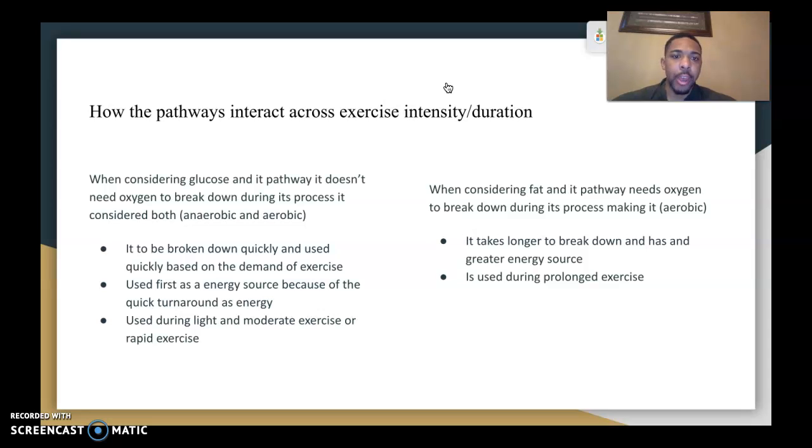While fat takes longer to break down and has a greater energy source, it is mainly used during aerobic activity and it needs oxygen. So it's mainly used during long marathons or any prolonged types of exercise. This includes, as I stated, marathons, and it also includes when your glycogen system is depleted and another energy source is needed. If you are doing prolonged exercise, fat is the resource since it has stored energy.